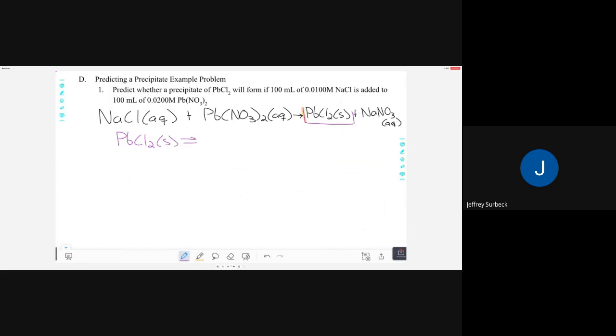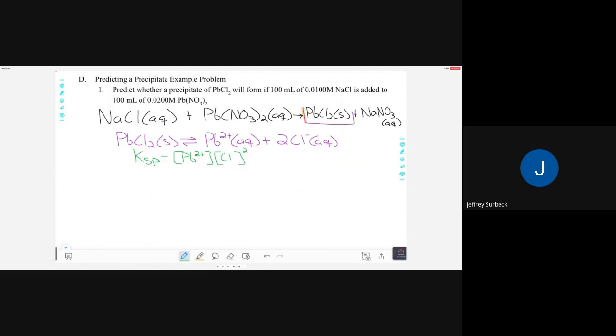We see our familiar equilibrium and we break it down into this. Pb2 plus and 2 Cl minus, and we get this. Now, we factor in or we write down our Ksp. So Ksp would be equal to Pb2 plus times Cl minus raised to that second power.